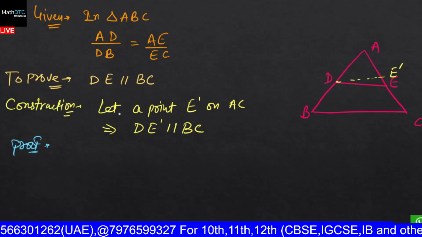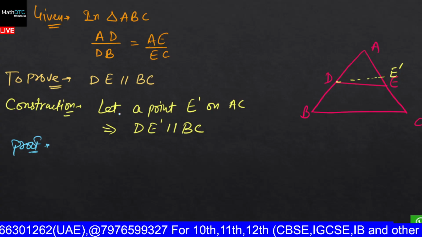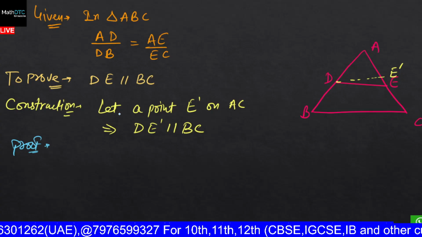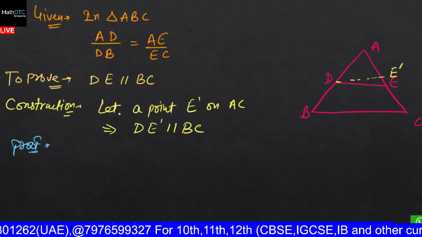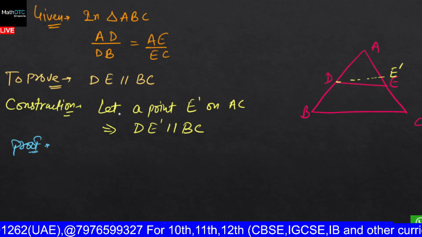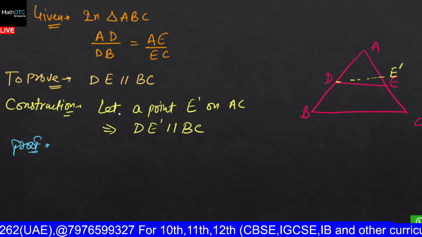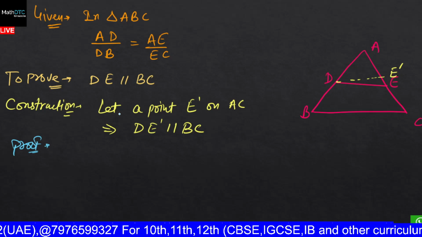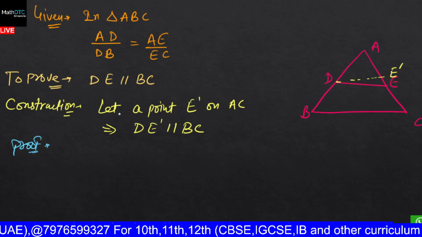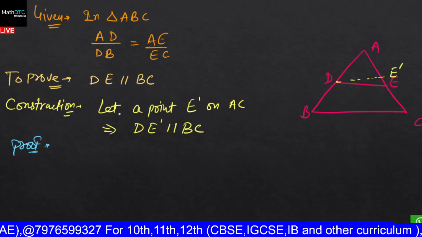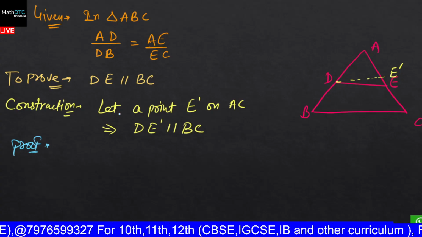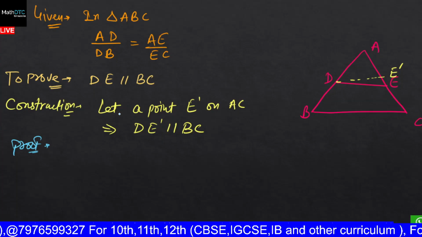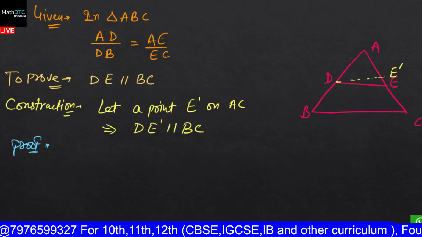Okay. So we just proved that if DE dash is parallel to BC, then automatically we have to assume that DE is also parallel to BC? No. DE dash is parallel to BC. We have to assume it by the construction. Okay. Now come to the topic.